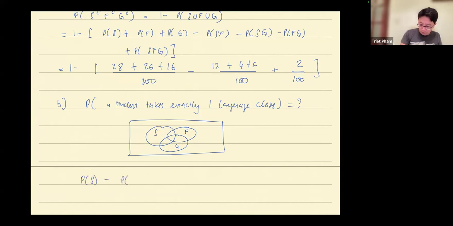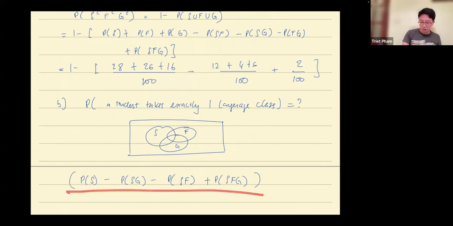Subtracting, right, P of SG minus P of, let's say, SF, and then plus P of SFG, for example. So this is the one that only takes Spanish, right? Because you will subtract away the ones taking this, you will subtract away this, and then you add back. Is that okay?